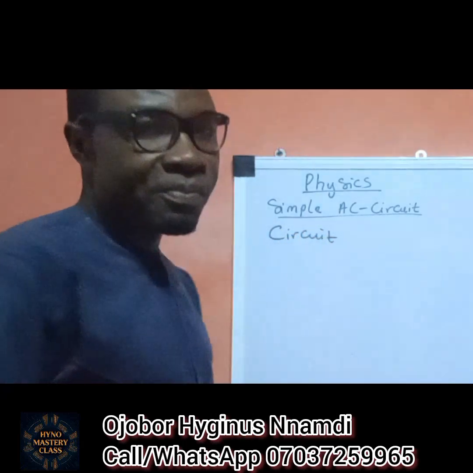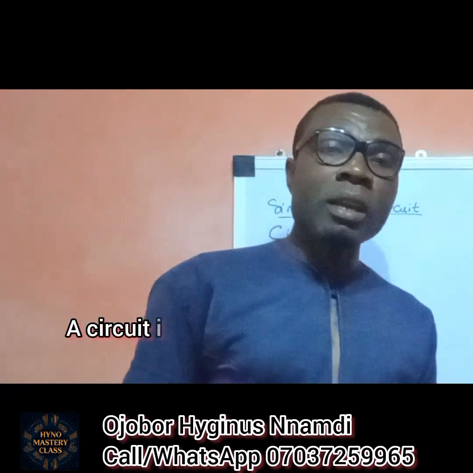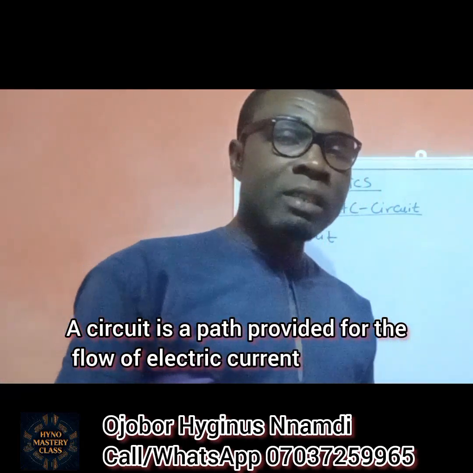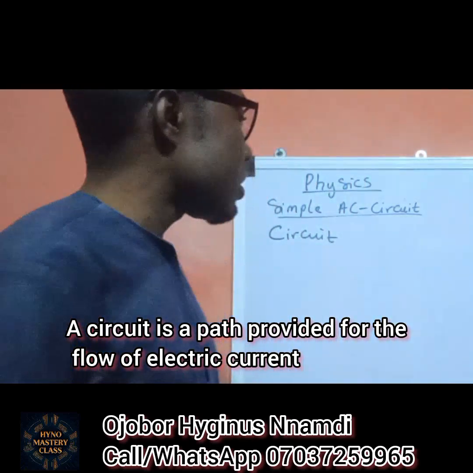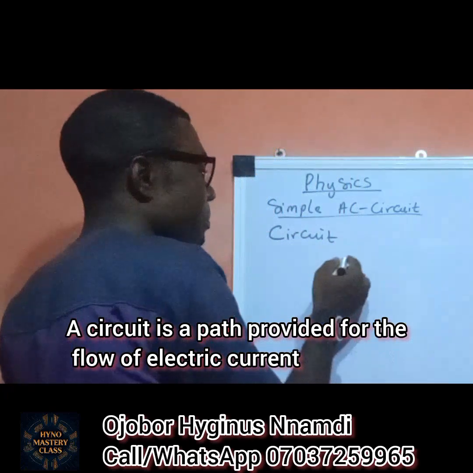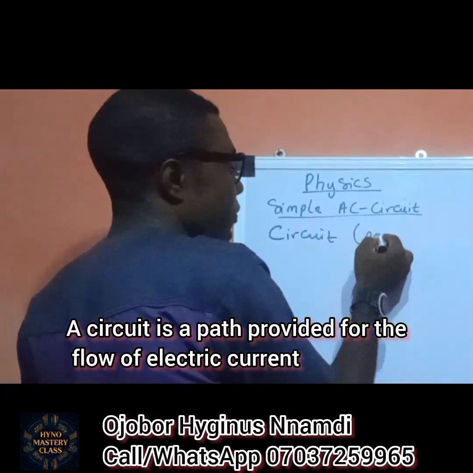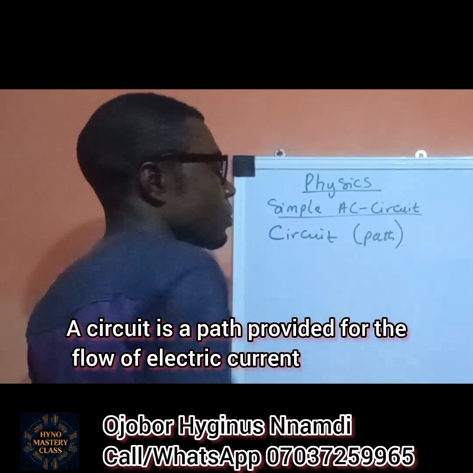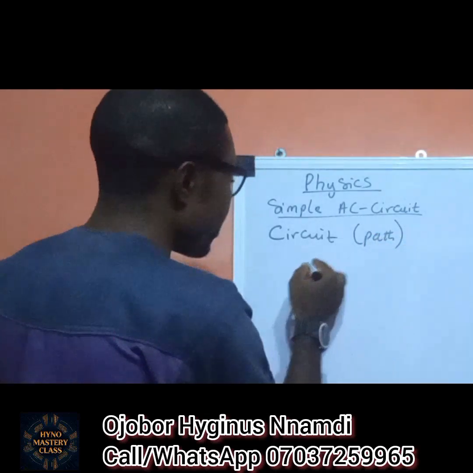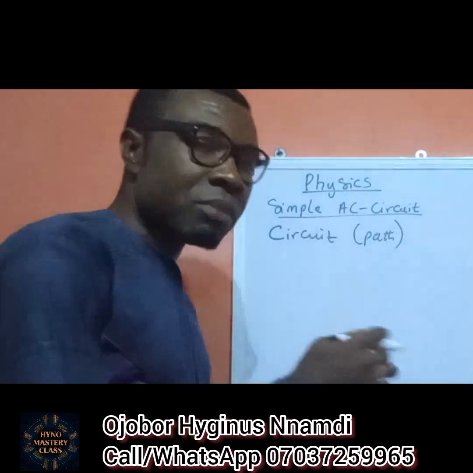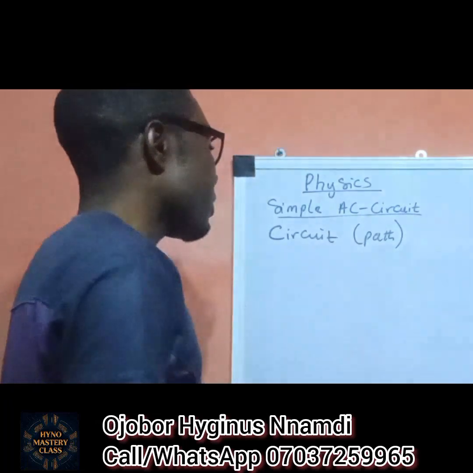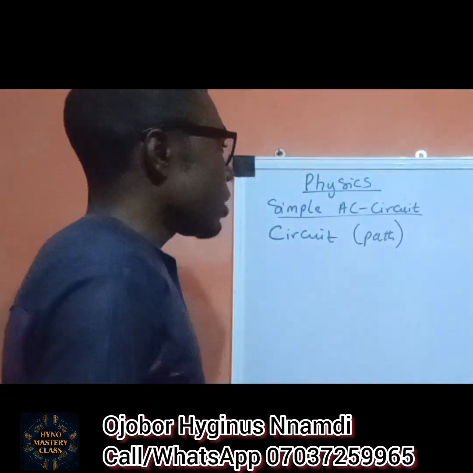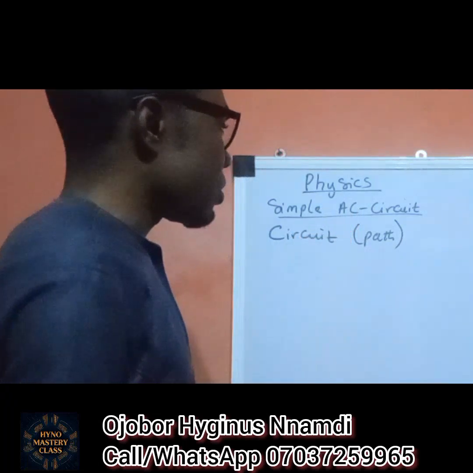A circuit is simply a path provided for the flow of electric current. That is a simple definition of a circuit. A path provided for the flow of electric current. So any medium provided, complete medium provided where electric current can flow comfortably is what we refer to as a circuit. And then we are talking of AC circuits.